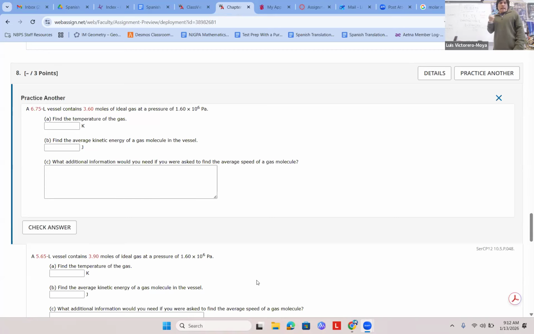So we're going to find the temperature of the gas and the average kinetic energy. If we have the temperature, we can find the average kinetic energy of the molecule, right? 3/2 kT. So that's basically using the ideal gas law, which some of you probably already know from chemistry. If you haven't, that's fine. Let's see it here.